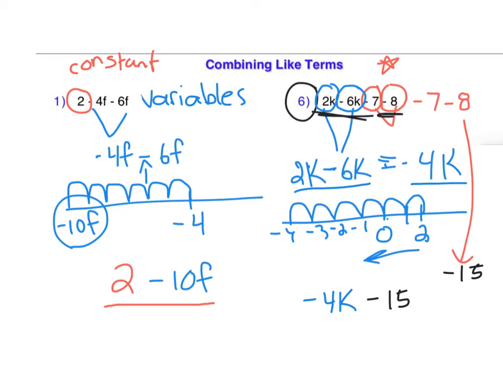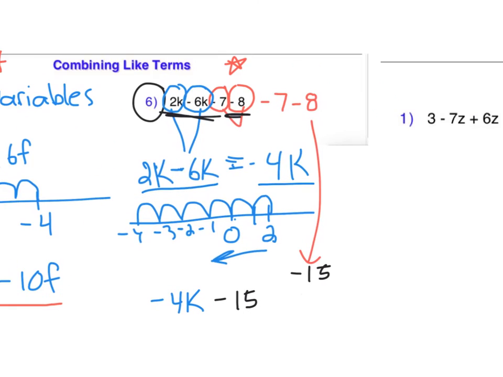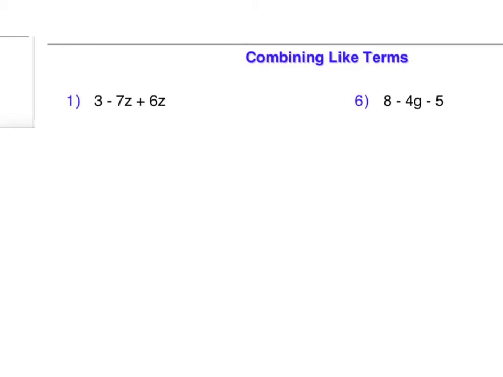The most important thing is to try, and then I can see where you're getting stuck. Let's try a few more. These are a little bit easier because there's only 3 terms here. So we have variables and constants again. If I'm looking inside number 1, I see that 3 is my constant. I have 2 variables. I have negative 7z and I have 6z. Okay, this is kind of easy because the 3 just stays 3. Now let's work with the negative 7z.